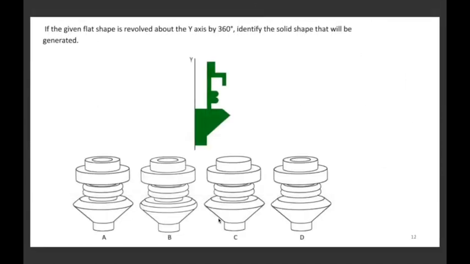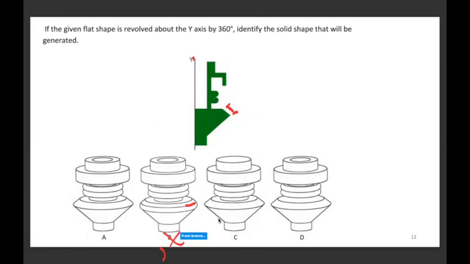If the given flat shape is revolved about the y-axis by 360 degrees, identify the solid shape that will be generated by that. Which solid will be generated when I rotate this shape along the y-axis at 360 degrees? To compare all the options together, one peculiar thing with option B is we see a line here, which is not there in A, C, and D. That part corresponds to this edge. Here there will be only one edge here and one edge here and nothing in between.